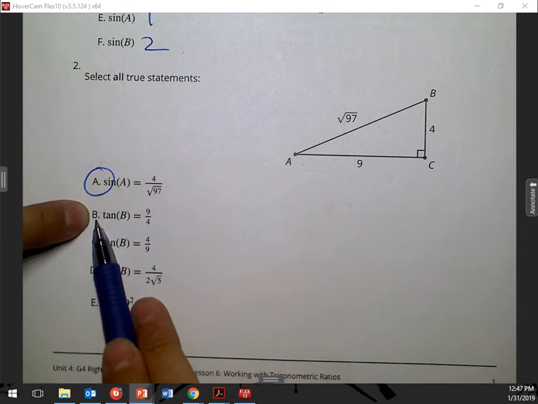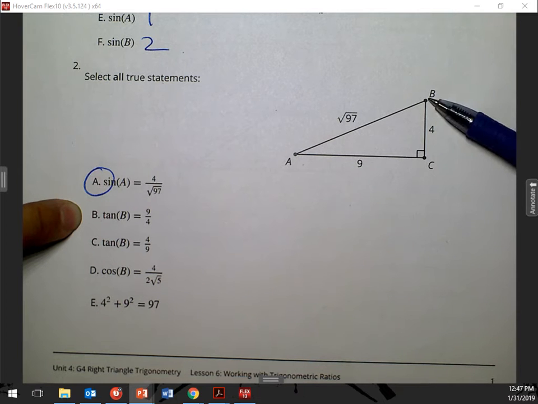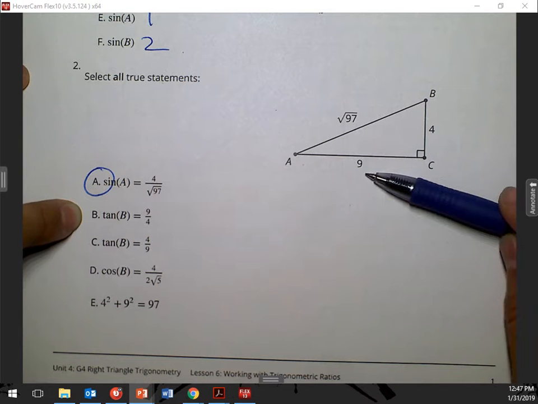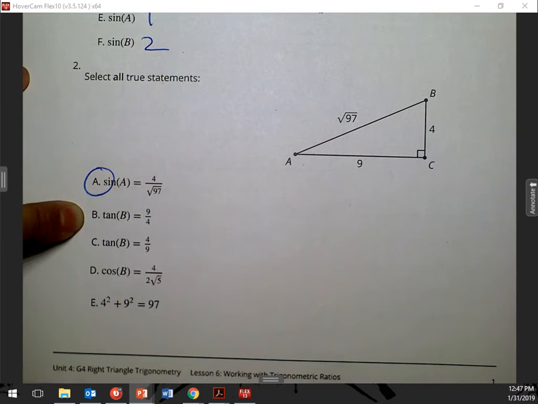Now, from B, tangent of B. Tangent is going to be, here's B, opposite over adjacent. What is opposite B? 9. Adjacent is? 4. Is this 9 over 4? Yeah. Circle that.